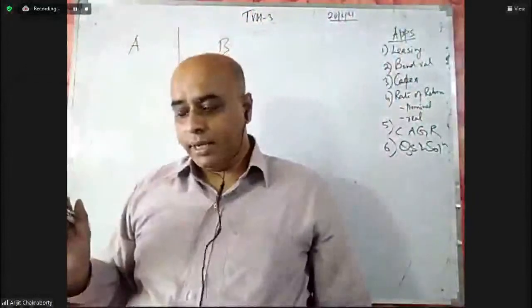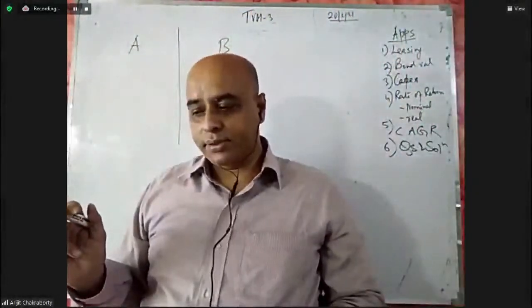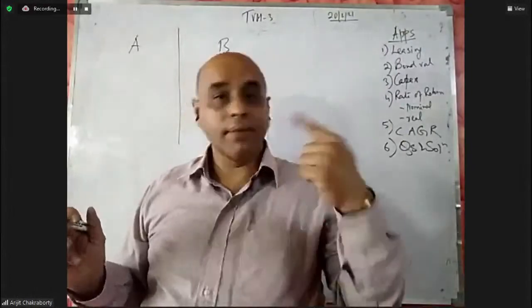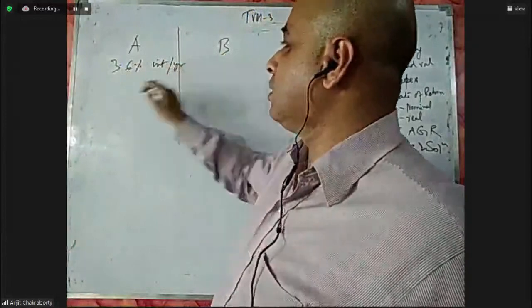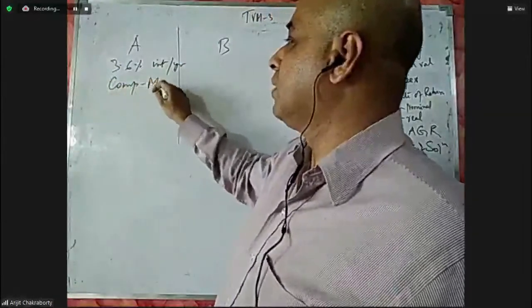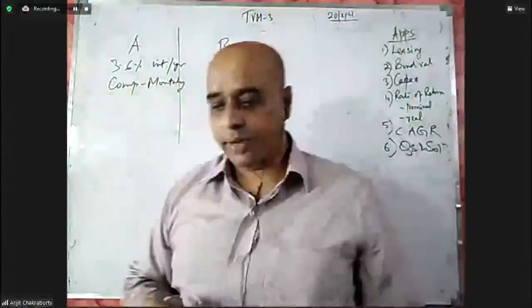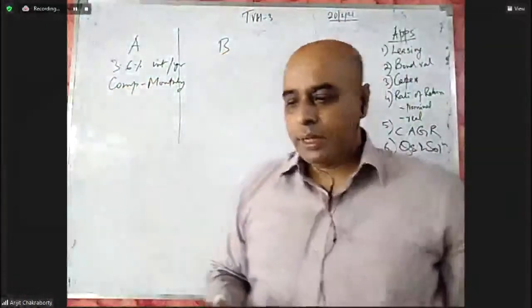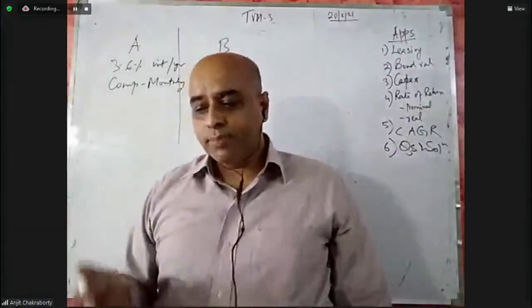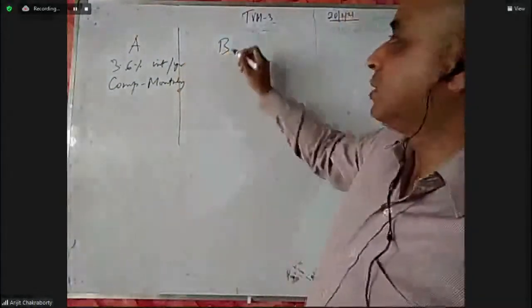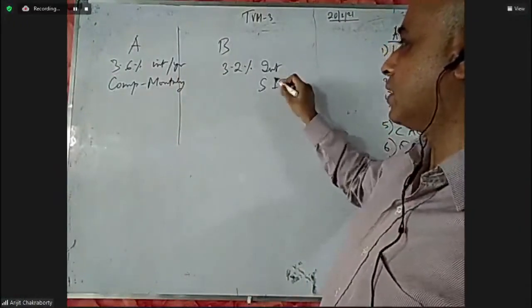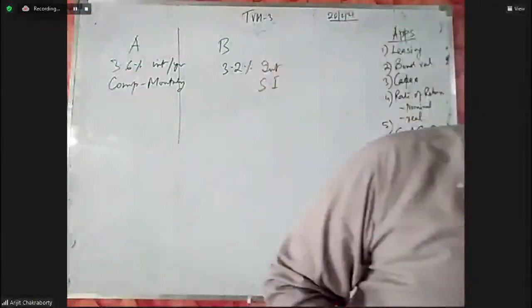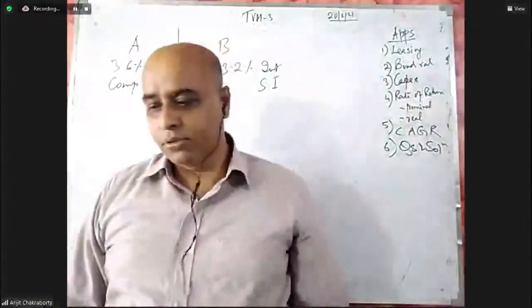Okay, I'm writing A and I'm writing B. Investment A is 3.6% interest per year compounded monthly. So 3.6% interest per year, and the compounding is done monthly, right? The other alternative is 3.2% per year simple interest. Option B gives you 3.2% interest, and that is simple interest, SI. So which one is a better investment option? You have to find out.